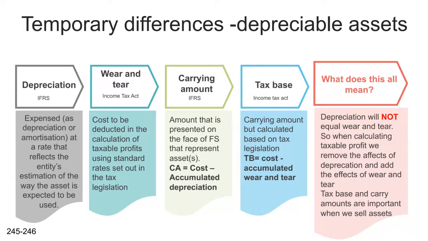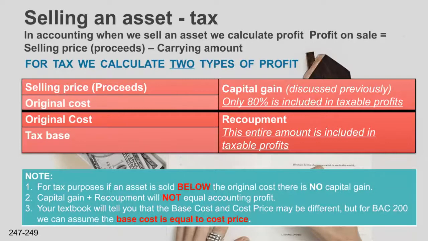Now, similarly to the words for depreciation and carrying amount, you saw that the tax side has different words for it, right? So for depreciation, they call it wear and tear. For carrying amount, they call it tax base. Similarly, for profit on sale, the taxman calls it something different. And for the loss on sale, the taxman calls it something different. So let's have a look at the way that the taxman would do it.